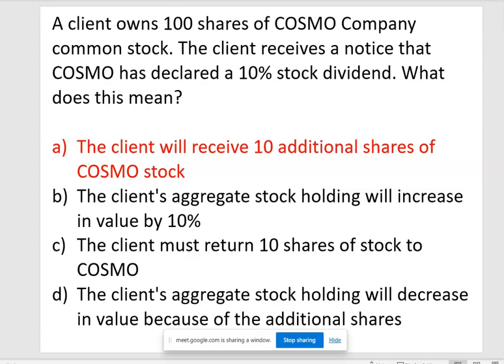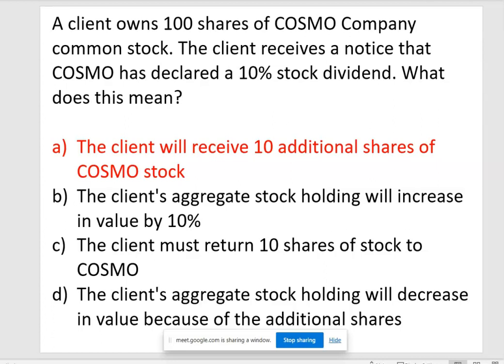Now, what will happen to the aggregate value of the stock holdings? Will the value go up by 10%? He's got 10% more shares, right? No, the value stays the same before and after, because while I have 10% more shares, the value per share will be reduced proportionally so that the aggregate value, or the total value, stays the same before and after.